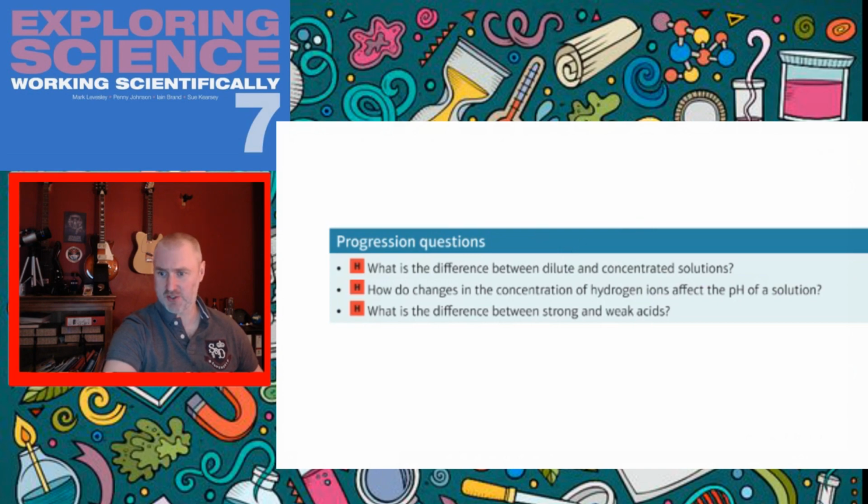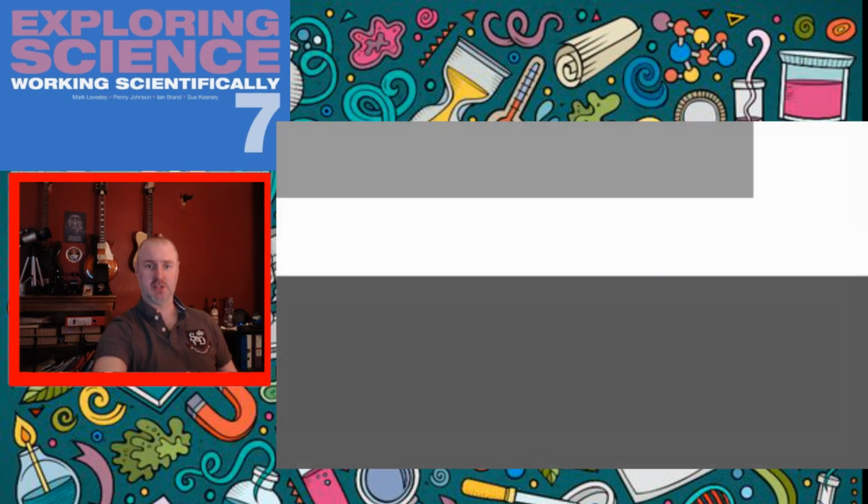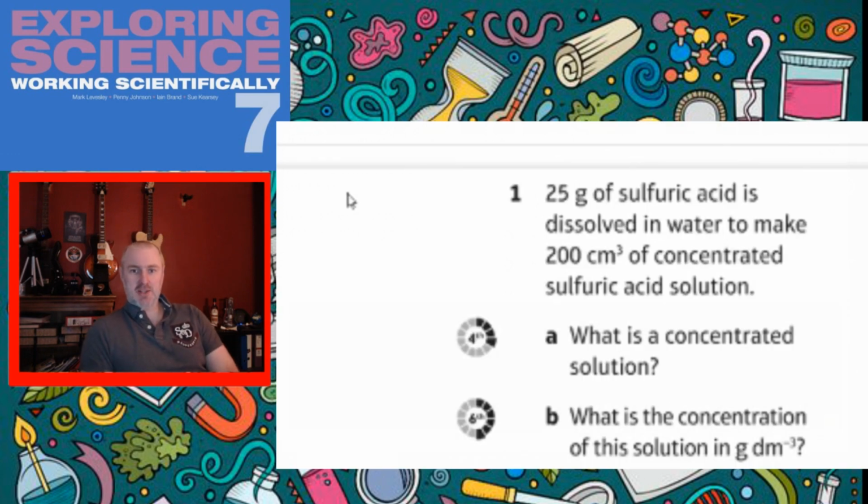So let's start with this first one, the difference between dilute and concentrated solutions. You may get a question like this: 25 grams of sulfuric acid is dissolved in water to make 200 centimetre cubed of sulfuric acid solution. So in other words, somebody's given you 25 grams of a solid, they've given you 200 centimetre cubed of water, you're going to dissolve the solid in the water, and that is your solution. And they want to know what the concentration is.